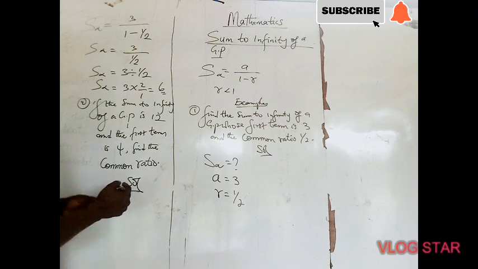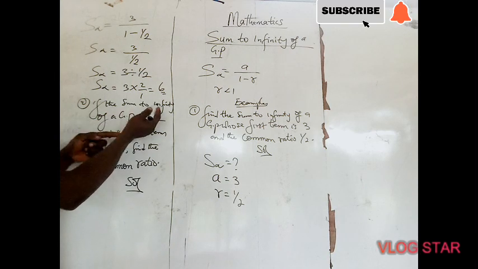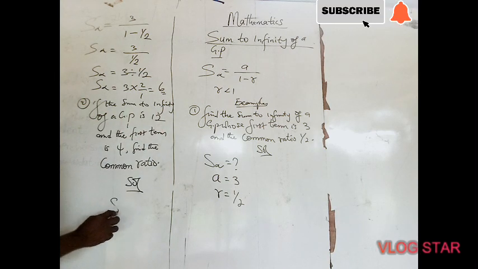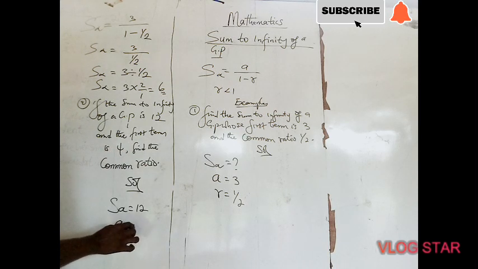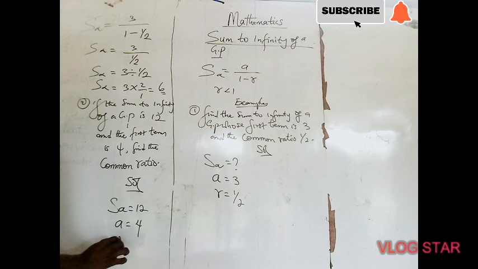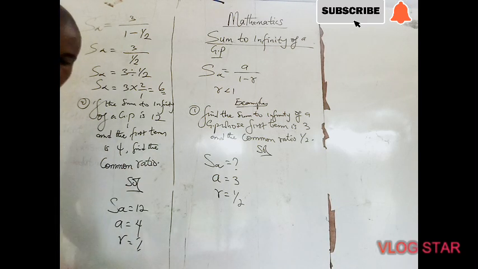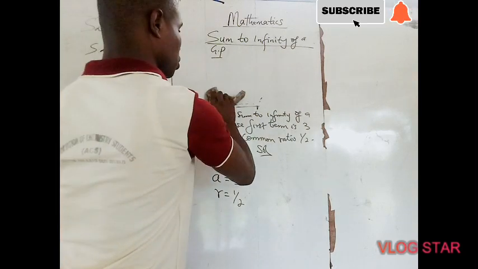Under solution, you can just bring down what you have in the parameters. If the sum to infinity of a GP is 12, sum to infinity is equal to 12, and the first term of the GP is given to us as 4, find the common ratio. The common ratio is what we're looking for. We don't know the common ratio, so definitely we go down here to find it.